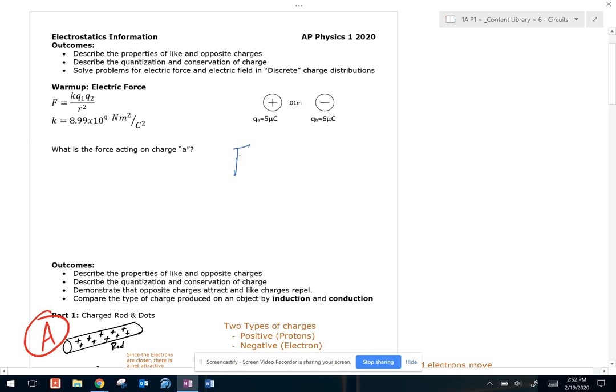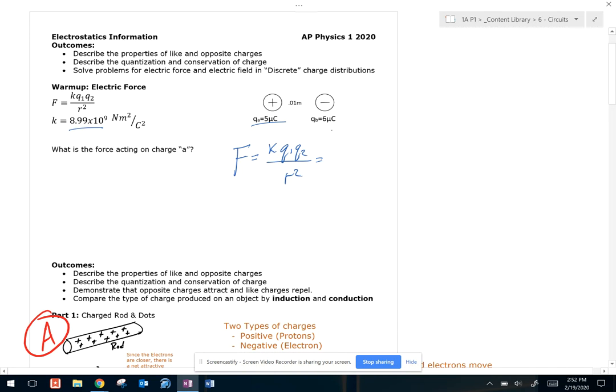I'll write down the force equation first. F equals K Q1 Q2 over radius squared. The K is a constant, which is 8.99 times 10 to the ninth. Think of that as the conversion factor between charge and force, which is measured in newtons.